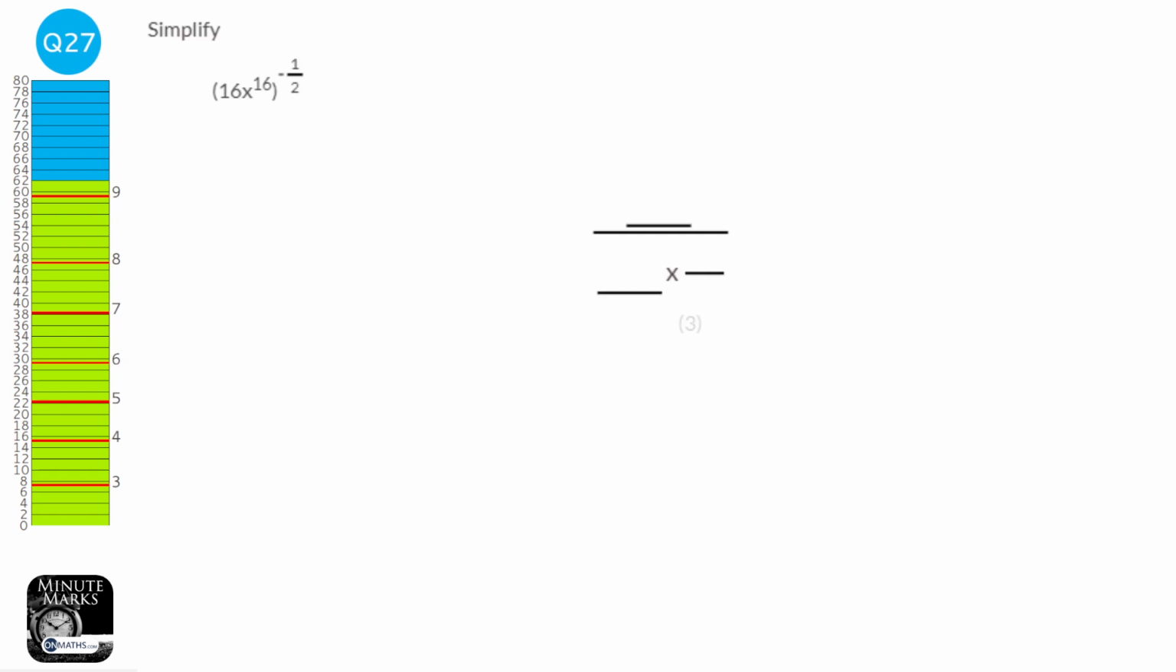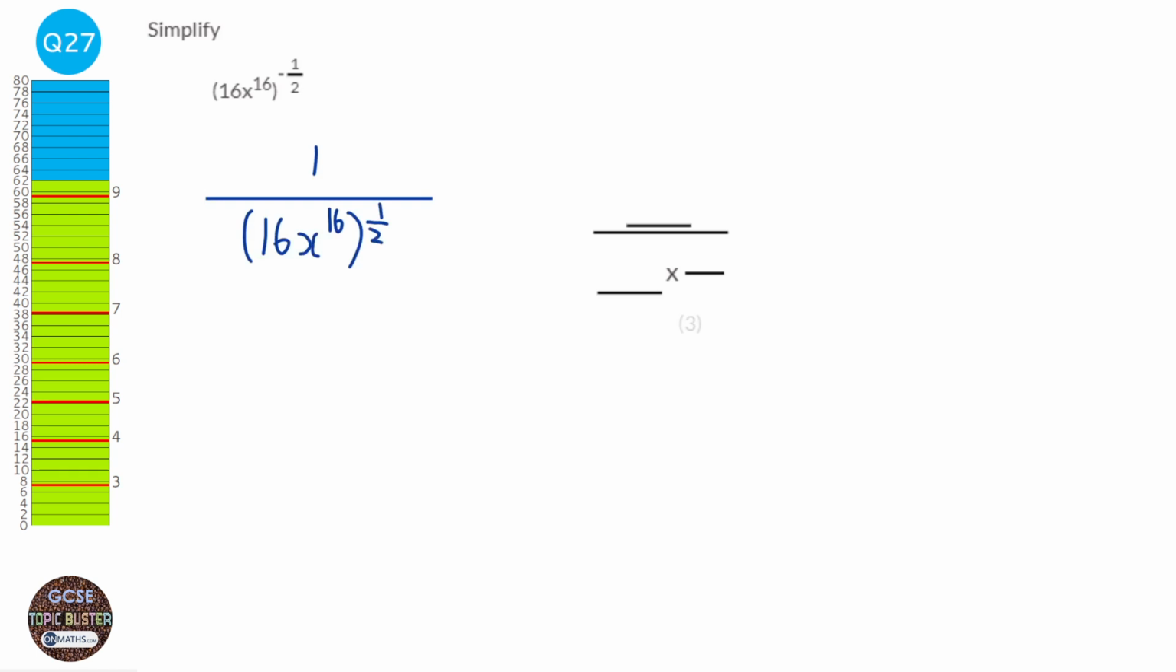So there are two things with this question. There's the negative power and there's the half. And we're going to deal with them separately. So to deal with a negative power, all you need to do is put 1 over the whole thing, and it's nothing more complicated than that. We just copy the same thing again, but this time instead of it being negative a half, it's just to the power of a half. So that's dealt with the negative.